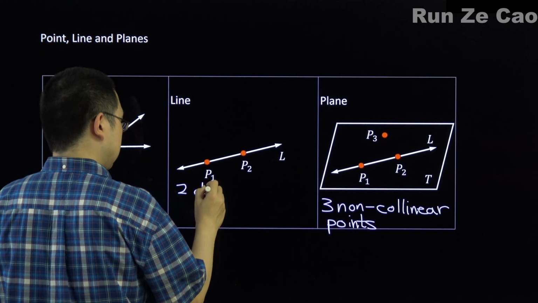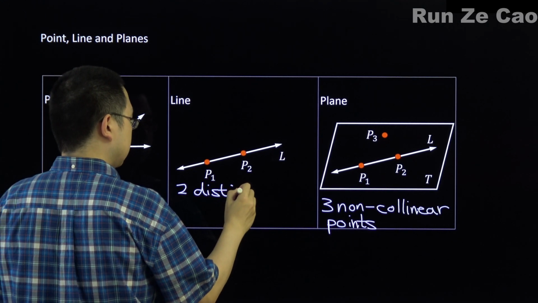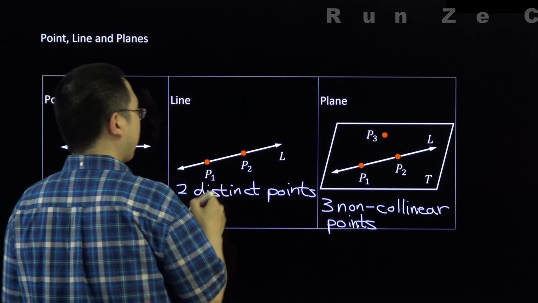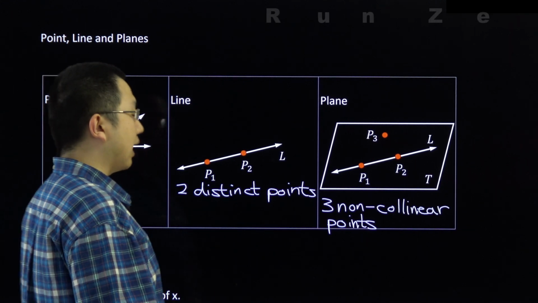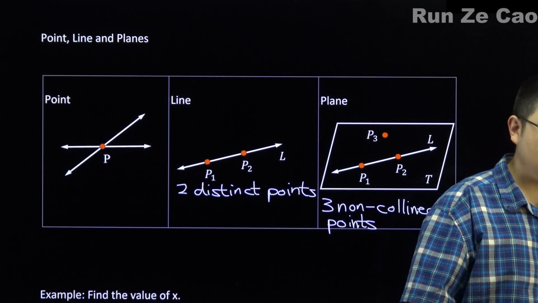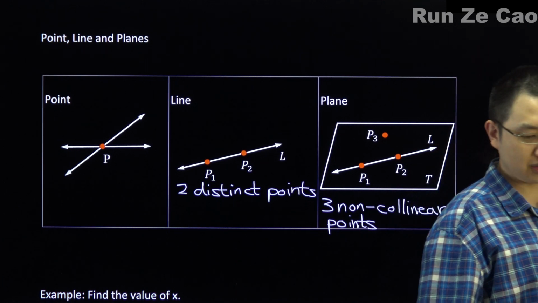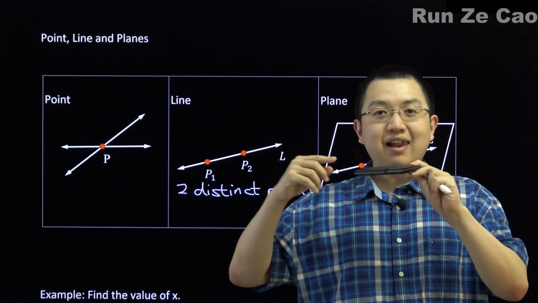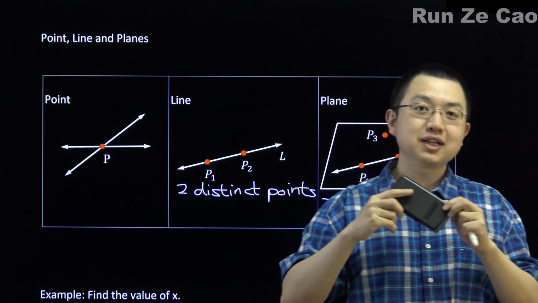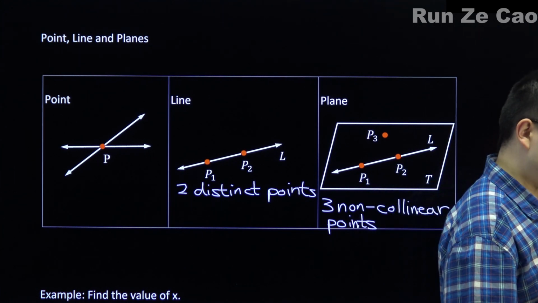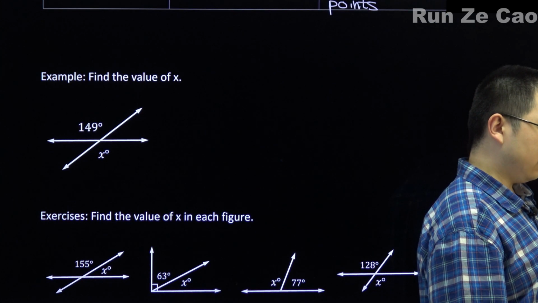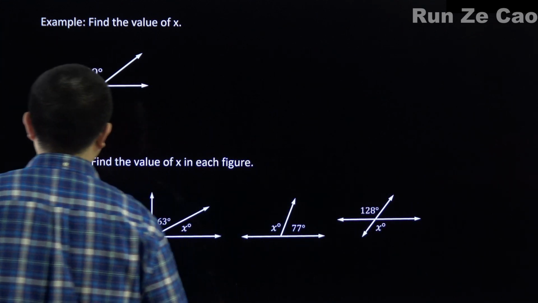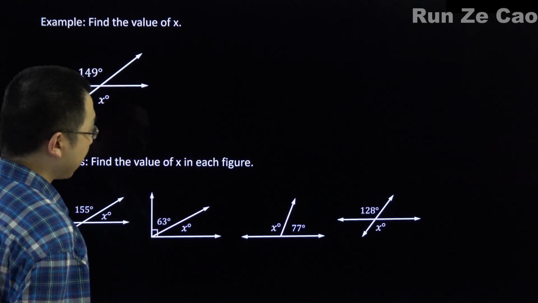So the line is specified by 2 distinct points. A plane, i.e. a flat surface, is specified by 3 non-collinear points. So 3 points that don't just all line up. If they all line up, well, you can rotate about that line however you like, which means that it doesn't specify a plane. For now, we deal with lines and points. We don't deal much in planes other than a planar shape, i.e. a flat shape.